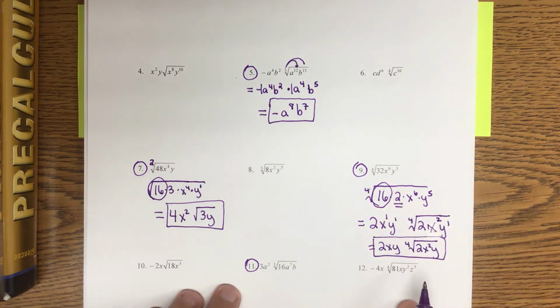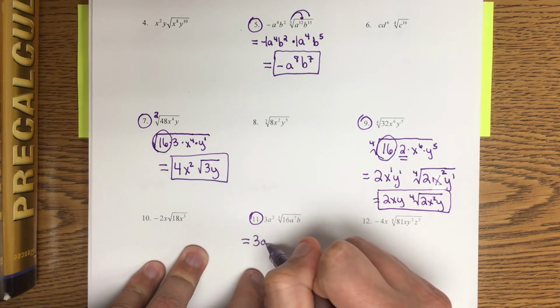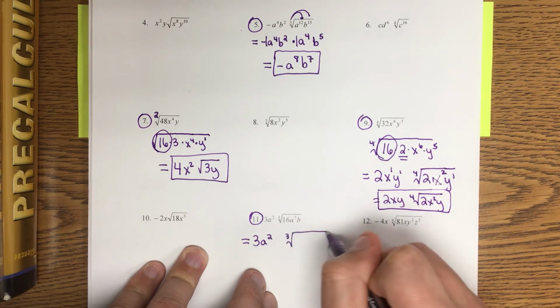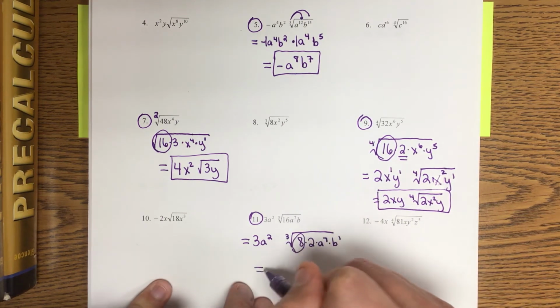And so we're going to end here with number 11. Number 11 has a 3a squared out front. 16 is not a perfect cube. It's 8 times 2. And so the cube root of 8 is 2.